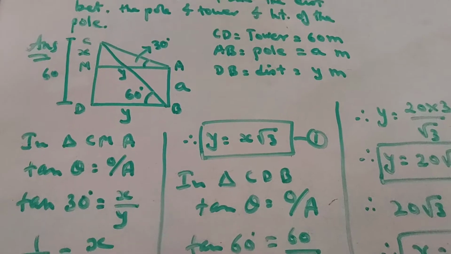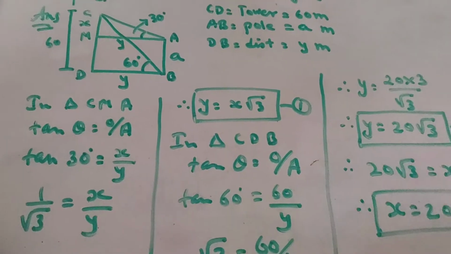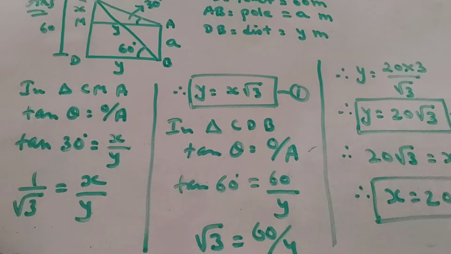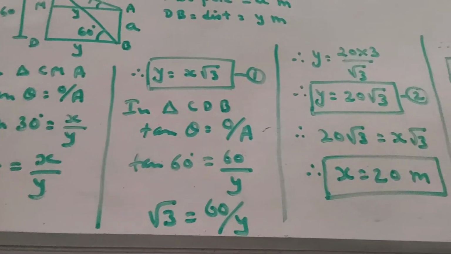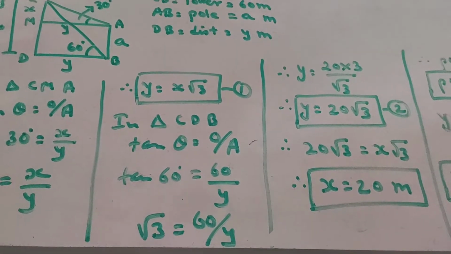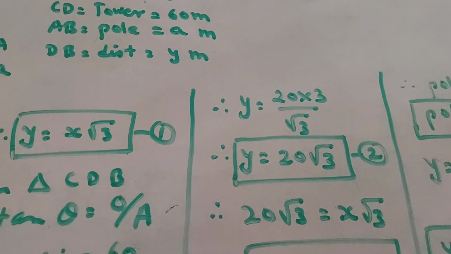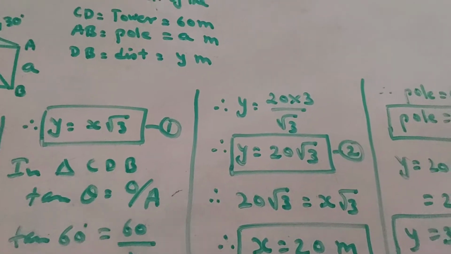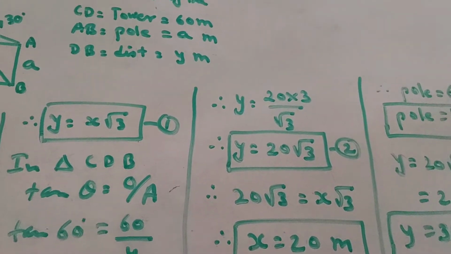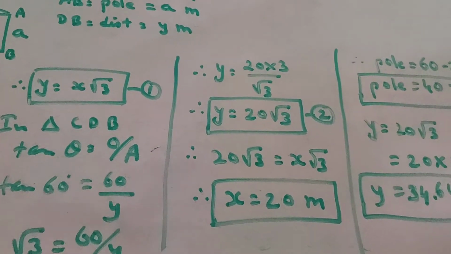In the second triangle, triangle CDB, we get tan theta is equal to opposite upon adjacent, tan 60 is equal to 60 upon y, therefore y is equal to, I simplified 60 as 20 multiplied by 3, upon root 3, and 3 cancels as root 3, so you get y is equal to 20 root 3. So here you already got equation number 2. Taking equations 1 and 2, we make 20 root 3 equal to x root 3, so we get x equal to 20.